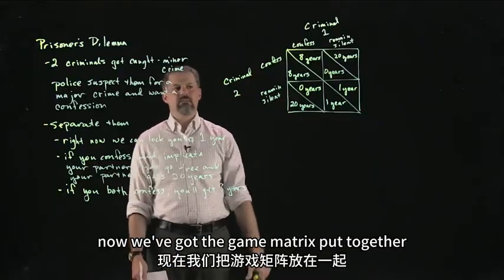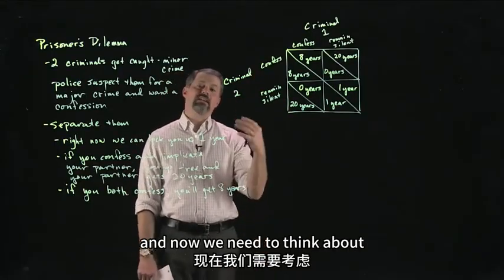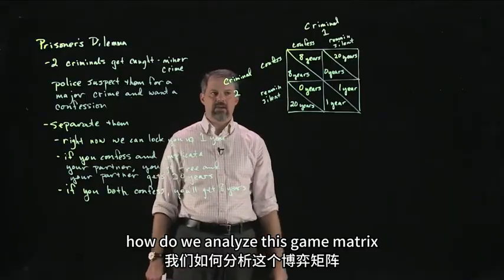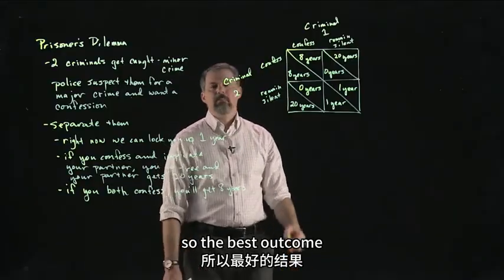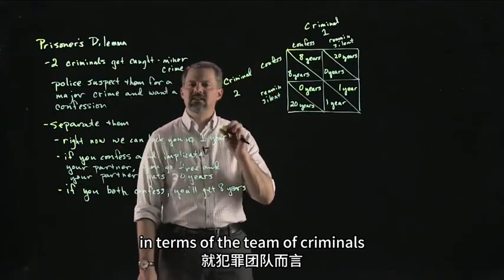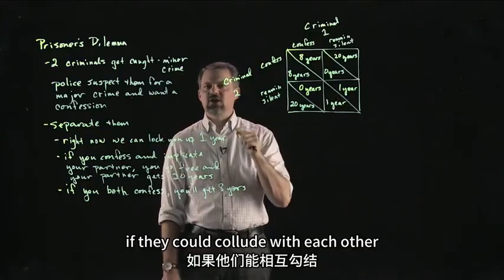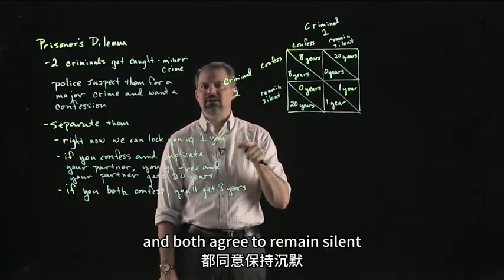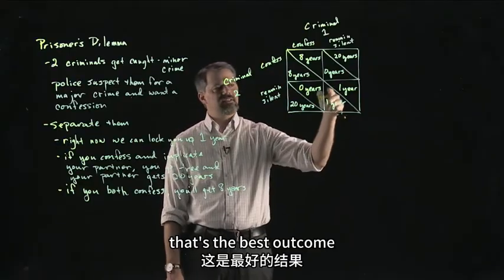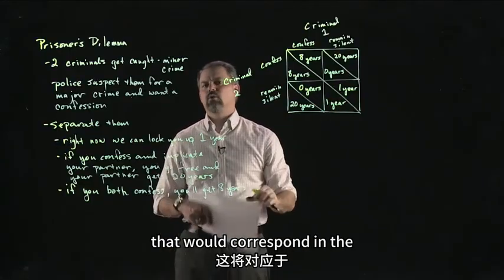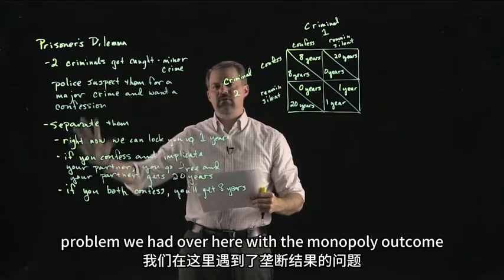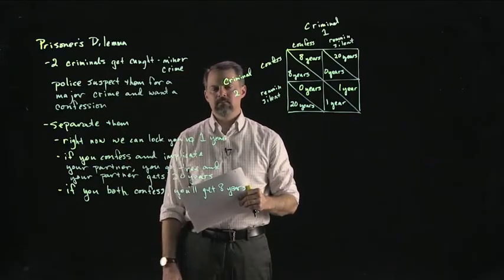Now we've got the game matrix put together, and now we need to think about how we analyze this game matrix. The best outcome in terms of the team of criminals is this one right there. If they could collude with each other and both agree to remain silent, that's the best outcome. That would correspond in the problem we had over here with the monopoly outcome.